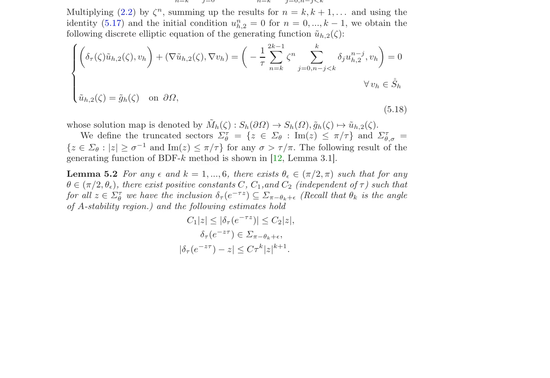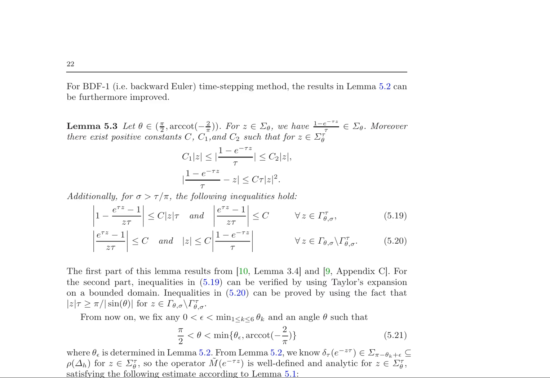These estimates are crucial in establishing the stability properties of the BDFK method and will likely be used to derive further results in subsequent sections. The authors focus on improving the results of lemma 5.2 for the backward Euler timestepping method, BDF1, by introducing lemma 5.3.